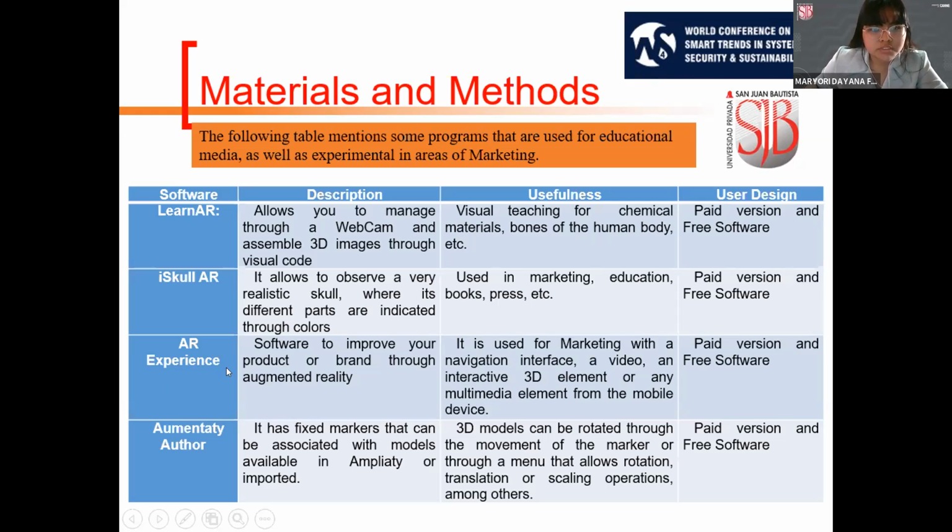AR experience description: software to improve your product or brand through augmented reality. Usefulness: it is used for marketing with a navigation interface, a video, an interactive 3D element or any multimedia element from the mobile device. User design, also paid version and free software. Augmented author description: it has fixed markers that can be associated with models available in the application or imported. Usefulness: 3D models can be rotated through the movement of the marker or through a menu that allows rotation, translation, or scaling operations, among others. The user design paid version free software.